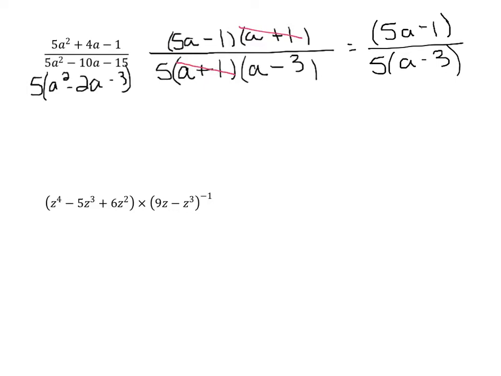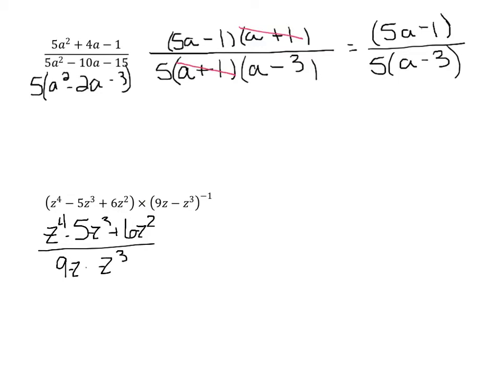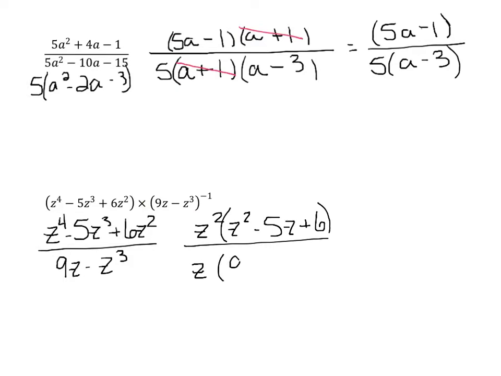Taking a look at the next one, you should notice that there's an exponent of negative 1. That means this whole factor moves to the denominator. Out of my numerator, I can factor z squared. Out of my denominator, I can factor z. And from here, I can factor.